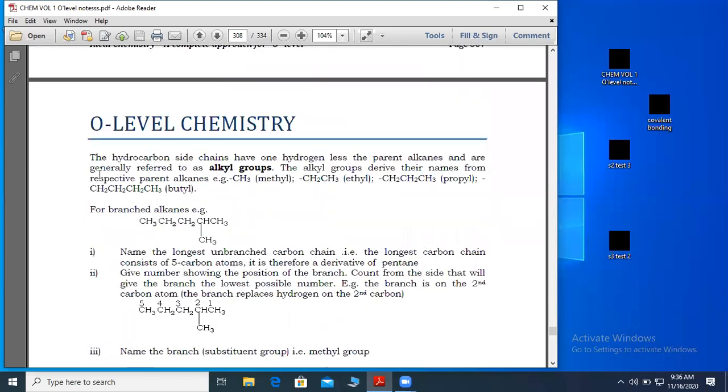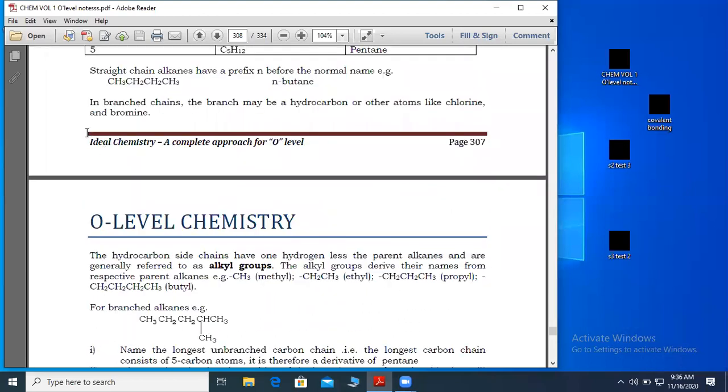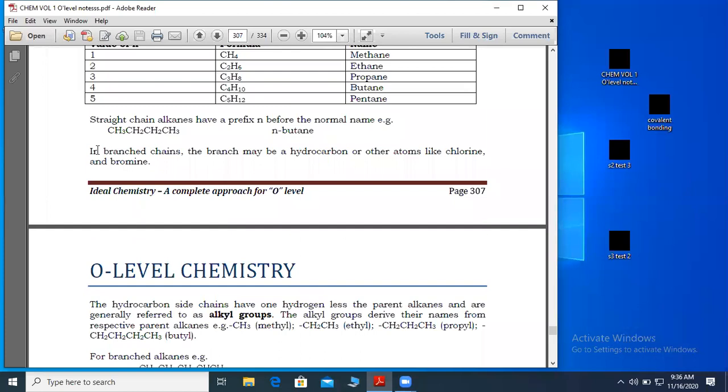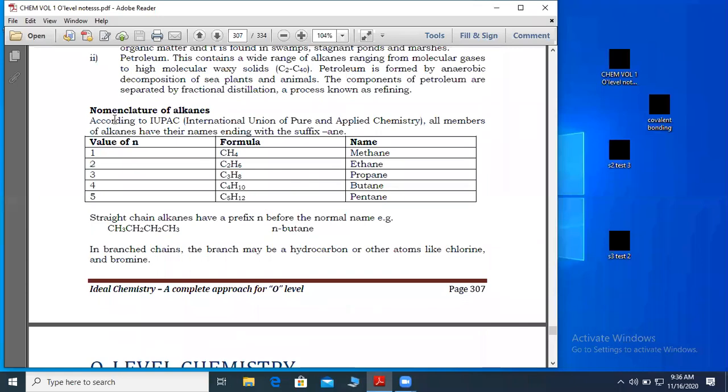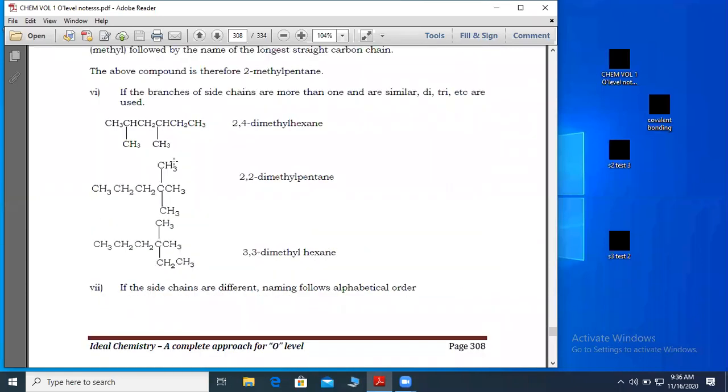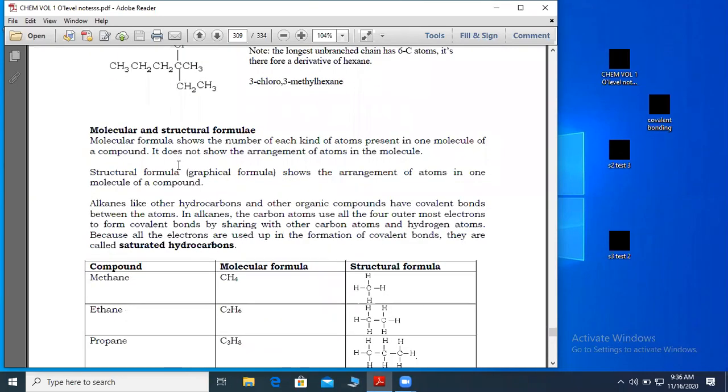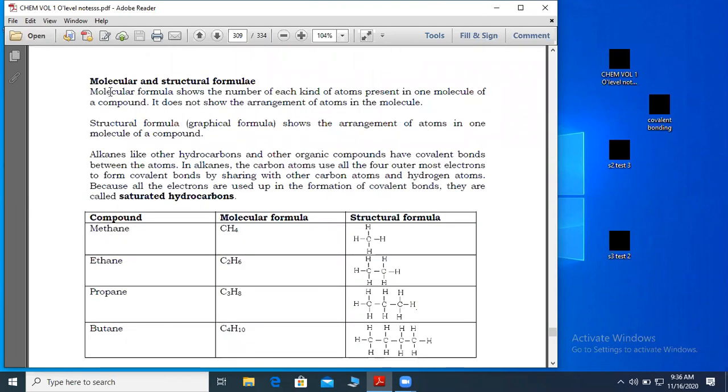So all this, don't waste your time. From the definition of alkane, we now look at this table, which is for nomenclature of alkanes. Nomenclature means naming. The rest, don't waste your time. So you just come to this molecular formula and structure formula.